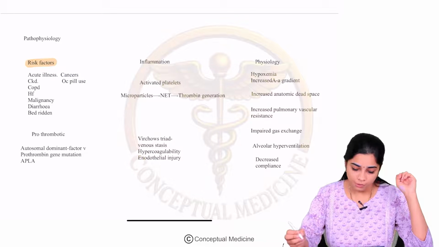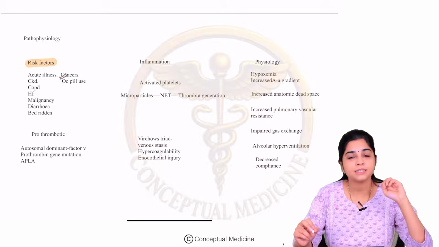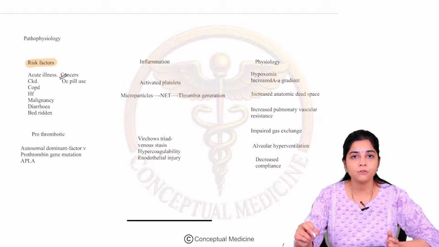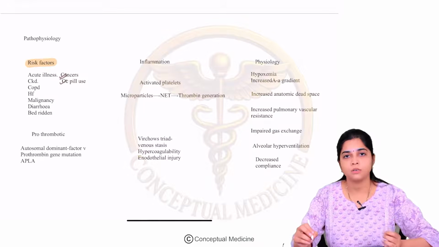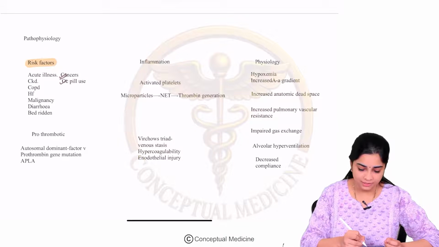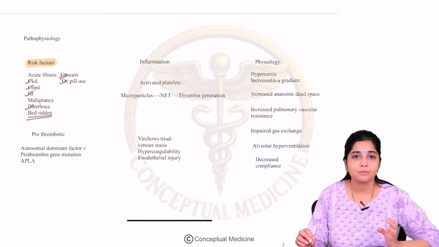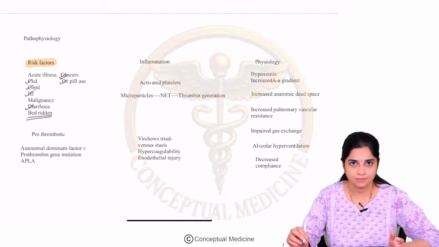Then other comorbidities, including, very importantly, malignancies. Malignancies induce a prothrombotic state in our body and can predispose to the formation of deep vein thrombosis. Then OC pill use. OCs are oral contraceptive pills, especially in ladies. Then other systemic conditions like CKD, COPD, heart failure. And dehydration and a bedridden state, very important. These are some of the most common risk factors for the development of clots within the venous system.